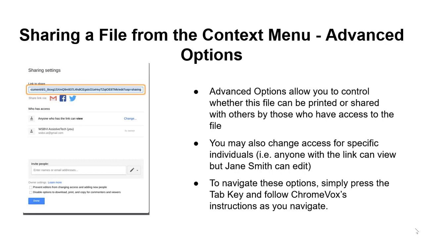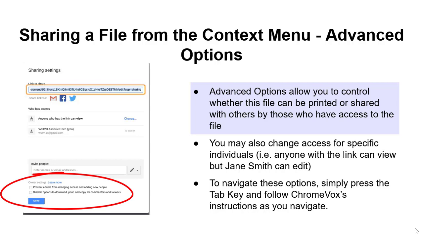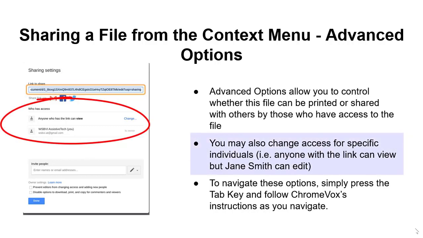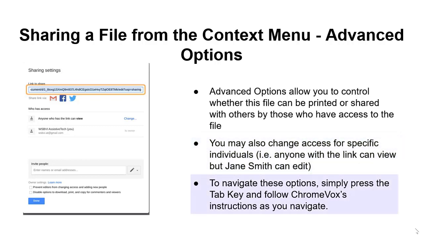Sharing a file from the context menu does have some advanced options. The advanced options allow you to control whether the file can be printed or shared with others who have access to the file. So if I share a file with a coworker, I can restrict that coworker from sharing that file with anyone else. You can also change access for specific people, such as anybody with the link can view, but my coworker that I want to be able to edit is the only one that can edit. To navigate between these options, all you have to do is use the Tab key and follow the ChromeVox instructions as you navigate. It will tell you where you are and what you need to do.